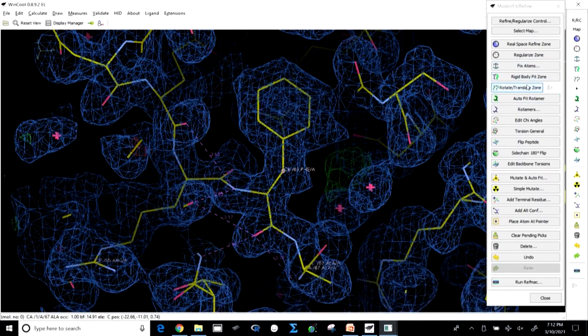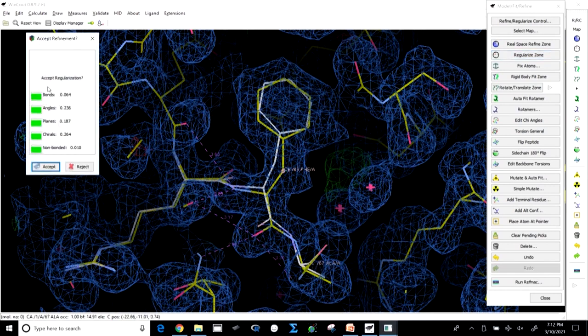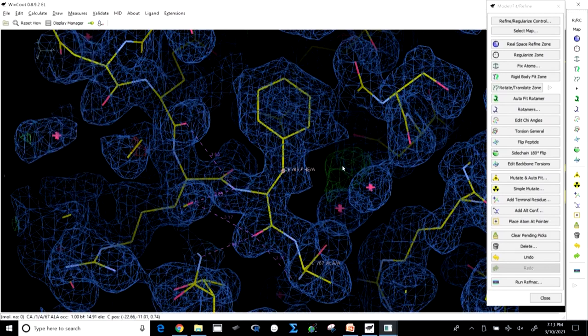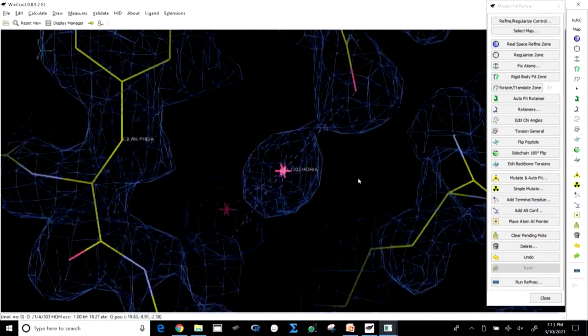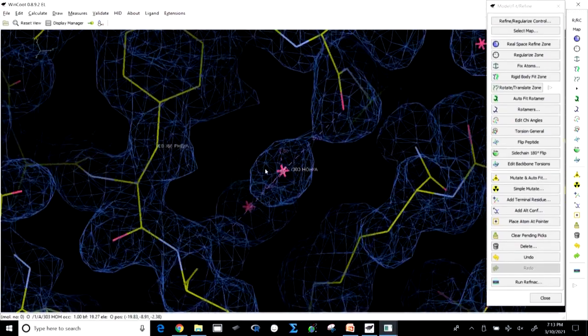So, if you do regularize zone, you see there is regularization in the bonds, in the angles, in the planes, in the chirals and non-bonded interactions. All types of regularization happen. You could accept it, you could reject it. Okay.